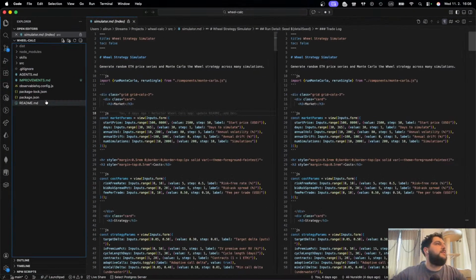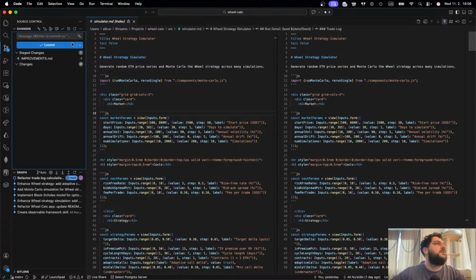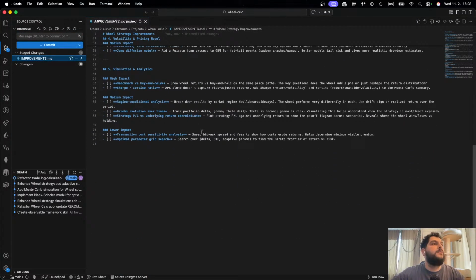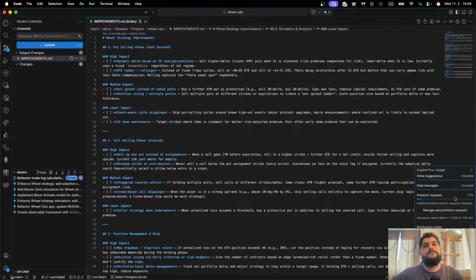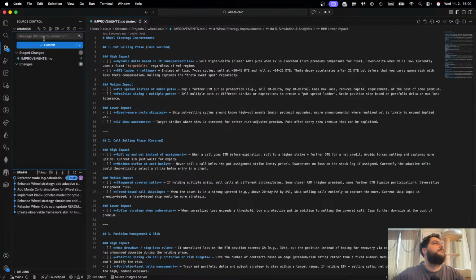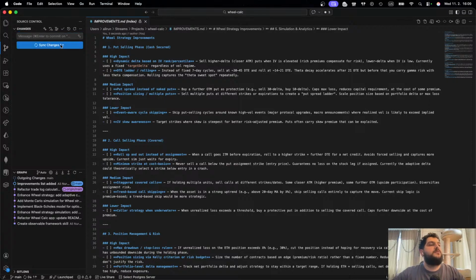Okay, we have it here now. Let me just commit it so we don't lose it. Haven't written a commit message for almost a year now with my hands.